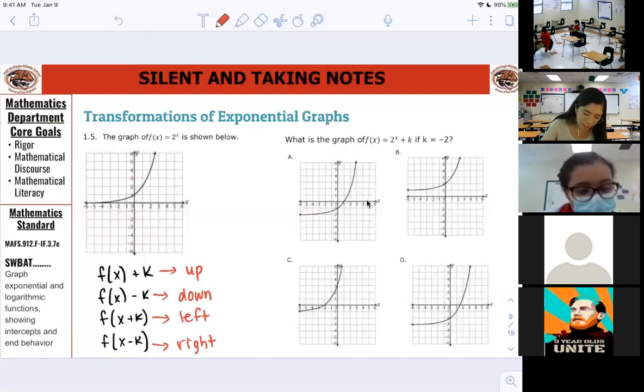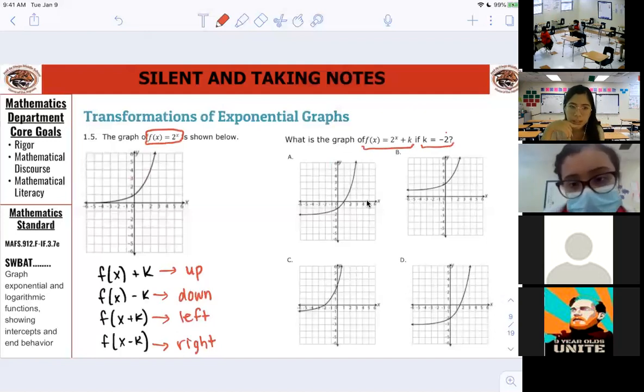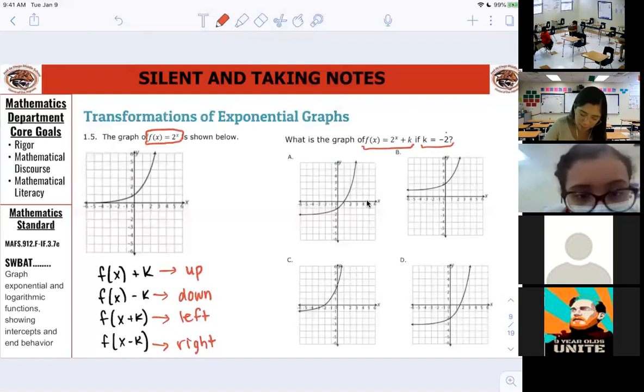Okay. So now if the first graph is f of x, which of these would be f of x equals 2 to the power of x plus k? There's a lot going on. Even I didn't read it carefully. So what is the graph of f of x equals 2 to the power of x plus k if k equals -2? It would be going down. Down by how many units? 2. Down 2 units, yeah. So A. Yes, it would be A.